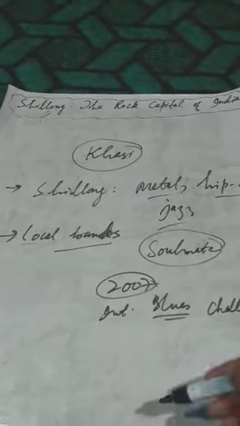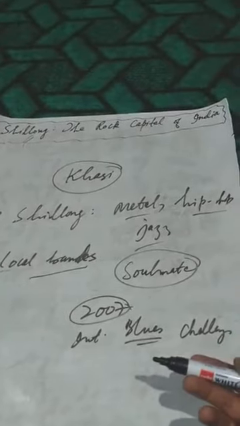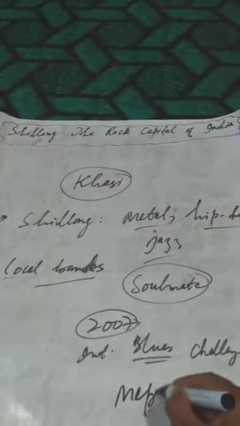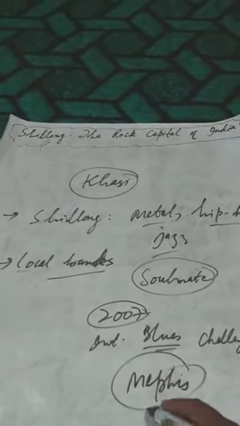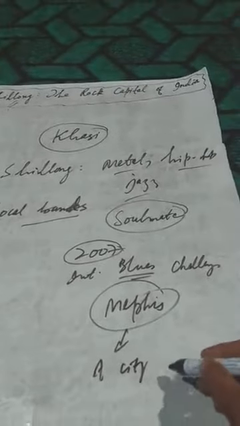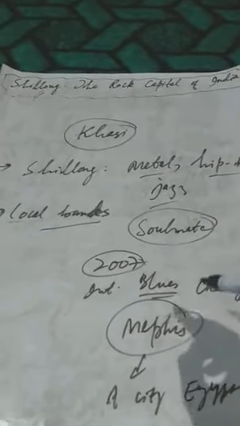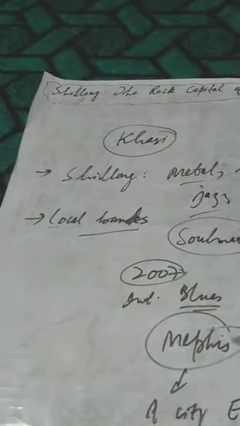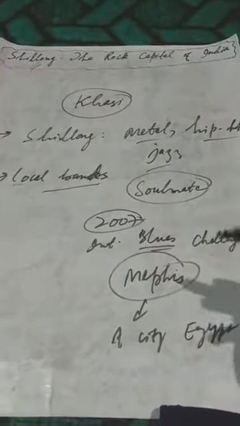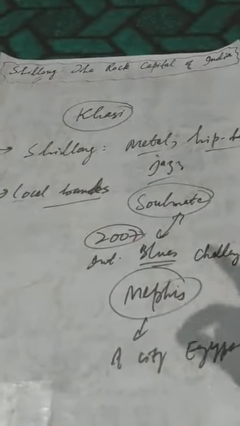2007 में क्या हुआ बेटा? The International Blues Challenge was organized. Okay, where? In Memphis. So Memphis is a city in ancient Egypt, Misr में. And in this challenge, the musicians, the Soulmate band from Shillong, performed very well, and it became very famous.